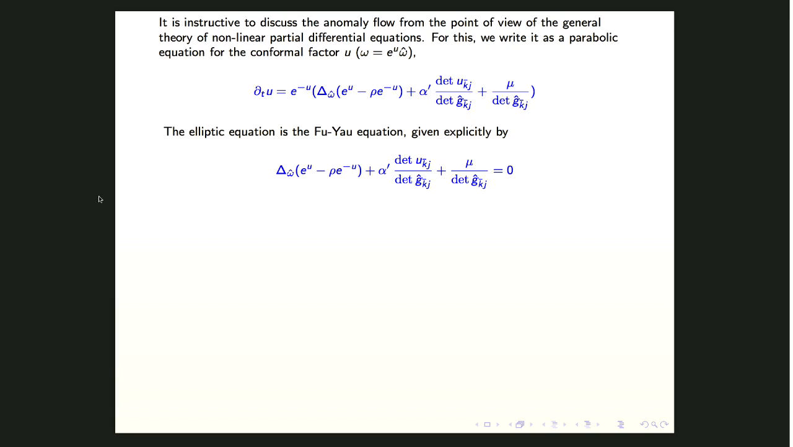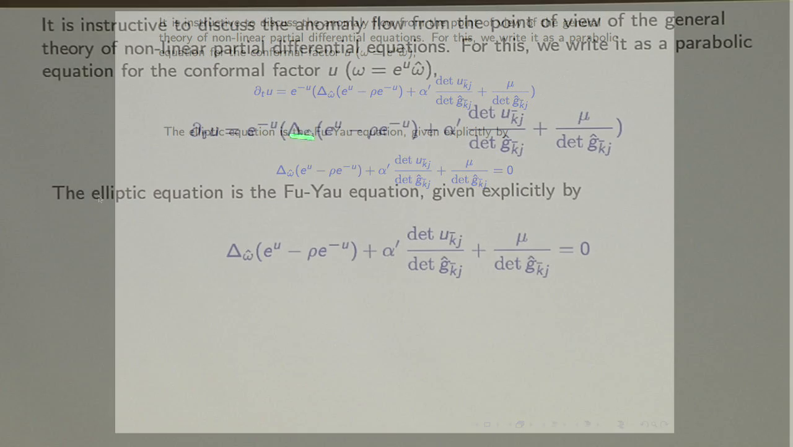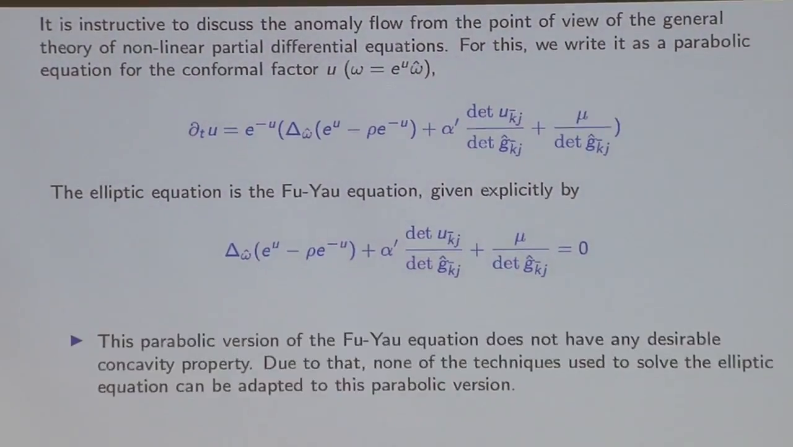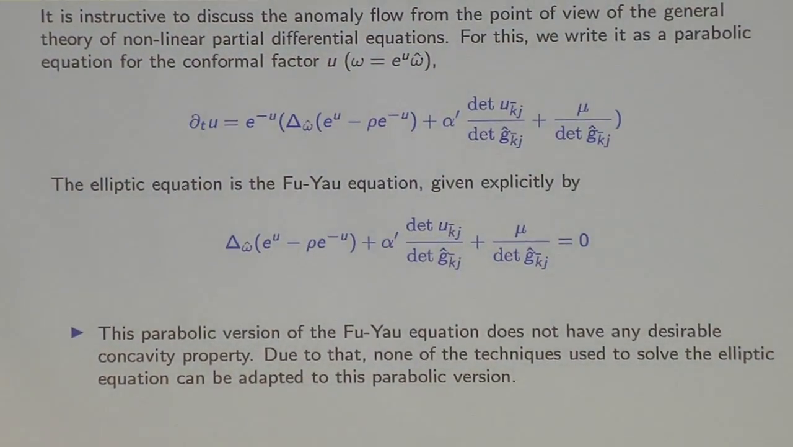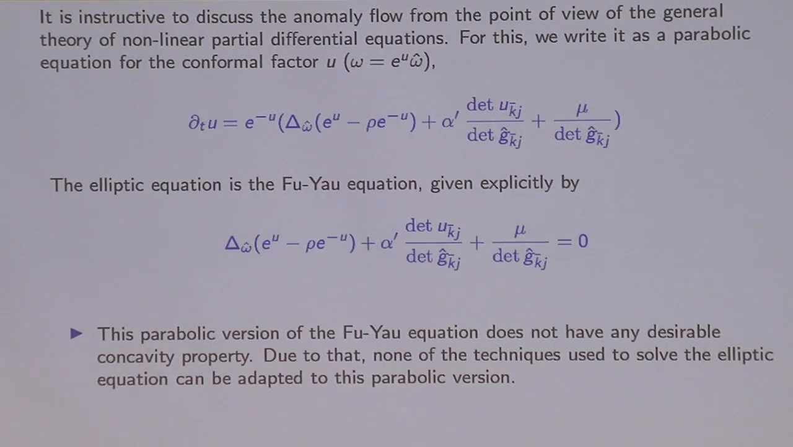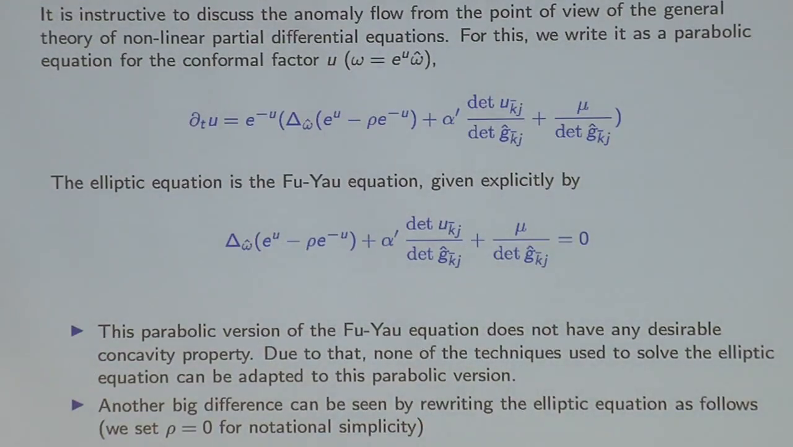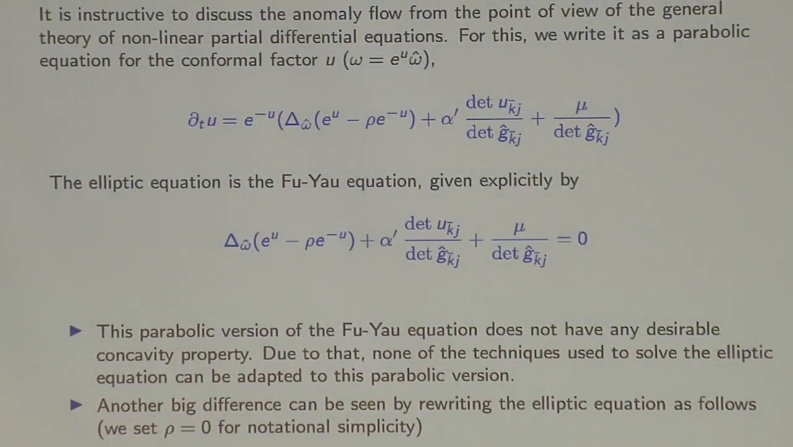Let me just say perhaps just one word to explain very quickly why this difference in the behavior of alpha prime positive or negative. So in terms of the scalar factor, as you saw in the previous slide, this is the Fu-Yau equation. So the elliptic equation is this, the parabolic is that. Now, why does this sign difference matter? Well, you can see it here. First of all, one reason this is tough is because this actually does not have good concavity properties. But let's try to see why the sign matters.